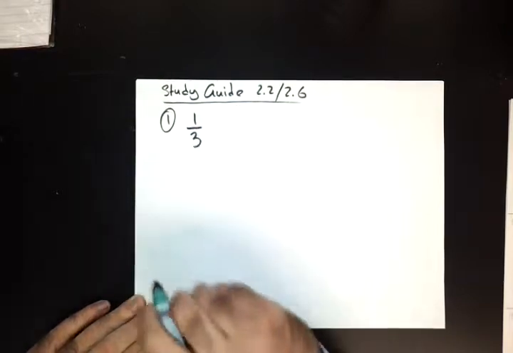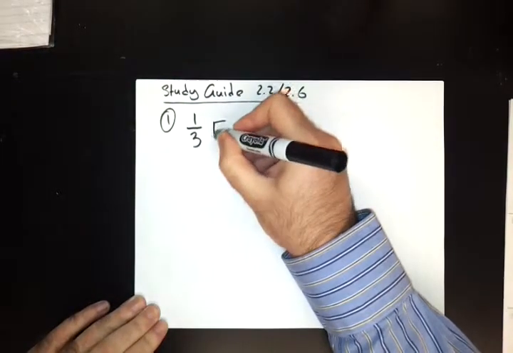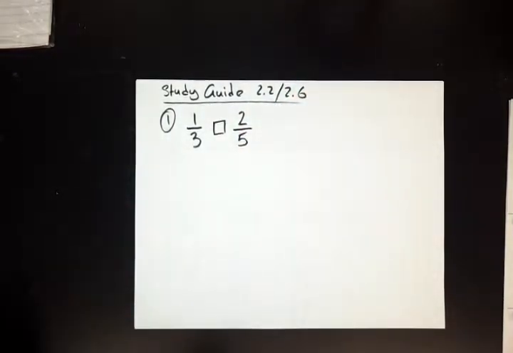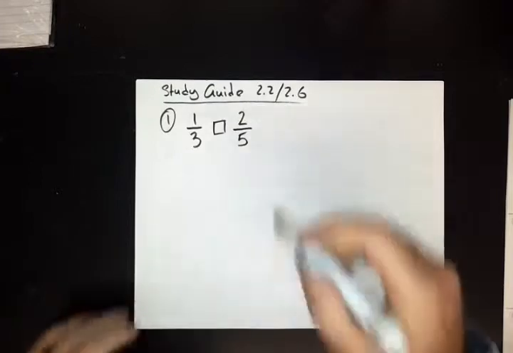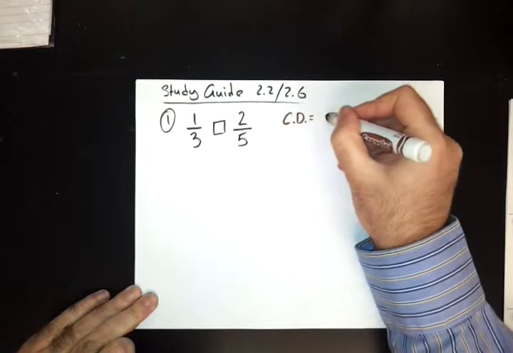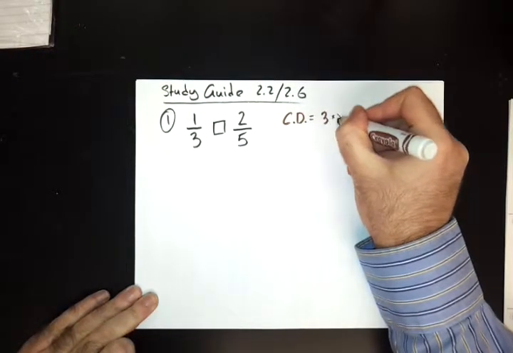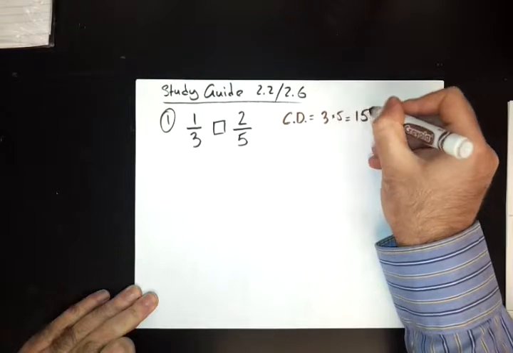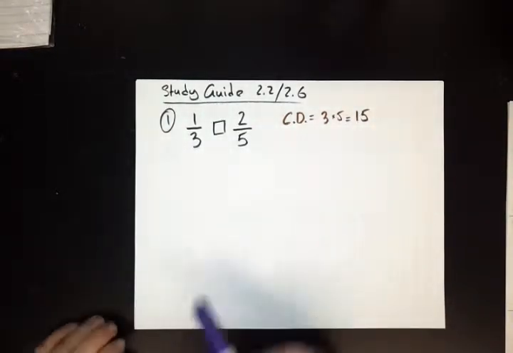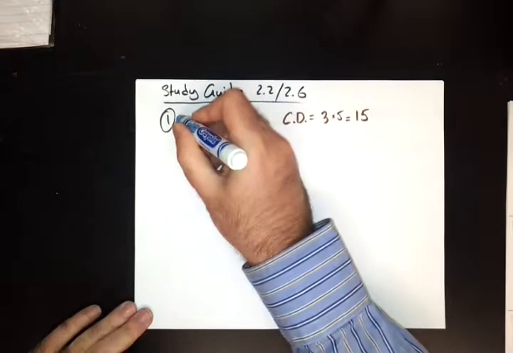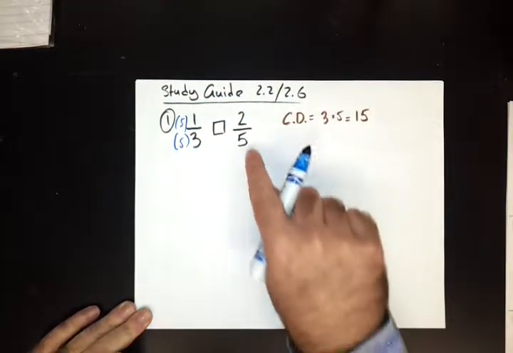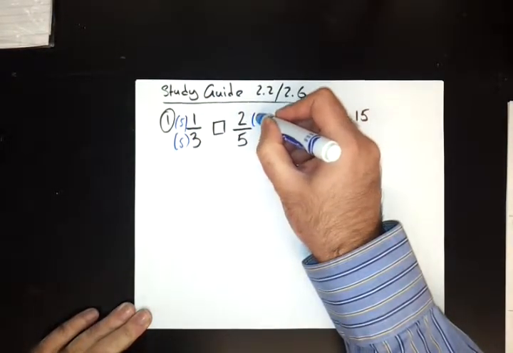So we have a third and 2/5, and we're comparing their values. In order for us to do that, we need a common denominator. Method 1 works great here because they're both small fractions. So 3 times 5, which yields a 15. Now we need to modify both denominators so they have 15. To modify 3, I'm going to multiply both top and bottom by 5. To modify 5, I'm going to multiply top and bottom by 3.